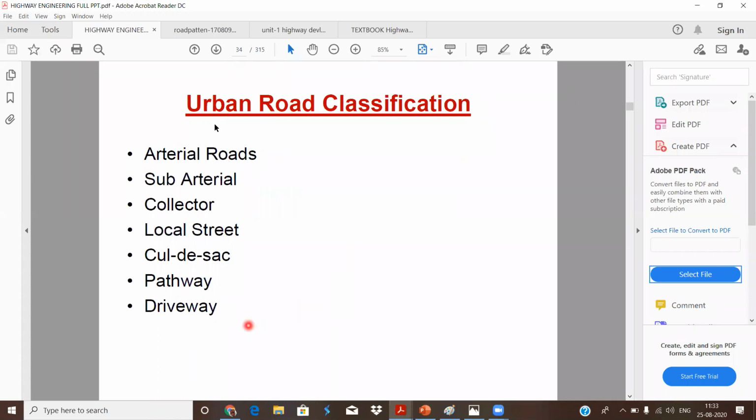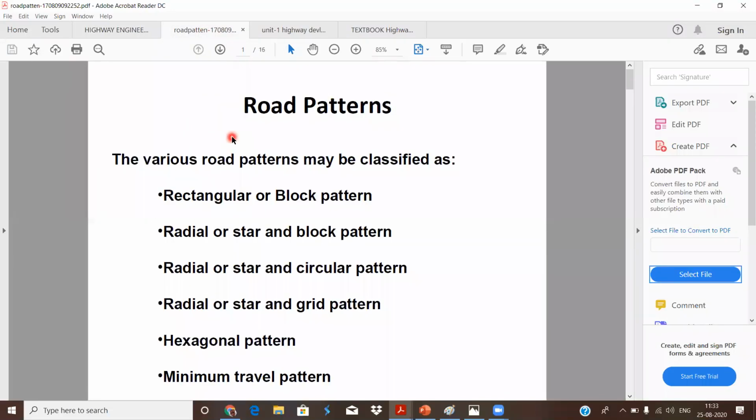So the next topic is road patterns. We have various types of road patterns available. Out of these, we are taking only a few patterns, that is the rectangular or block pattern. Neglect the star pattern, because many students get confused in the exams, so leave the star. You only remember the rectangular block pattern, radial and block pattern, radial and circular pattern, radial and grid pattern. Radial or star and block pattern, like they write in the exams.